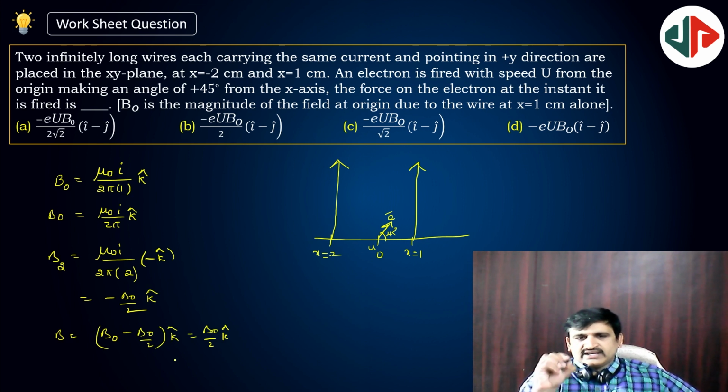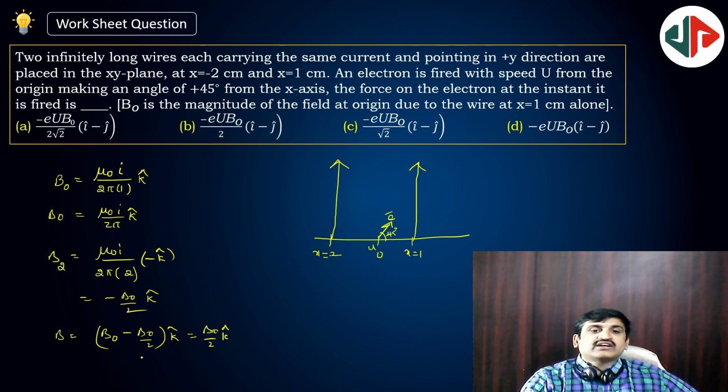The electron is thrown at 45 degrees, so we will do it like this. Velocity u bar is equal to u cos 45 i plus u sin 45 j. Then it becomes u by root 2 of i plus j. Now happily you can go for the force.